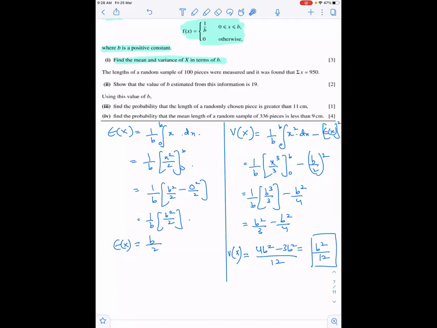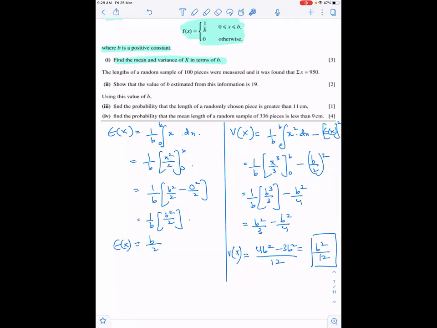Do we just sub it in? What is the other formula to find out the mean? You have to prove that the value of b is 19. We found out the mean in terms of b now. But what is the other method to find out the mean? It is summation x upon n.